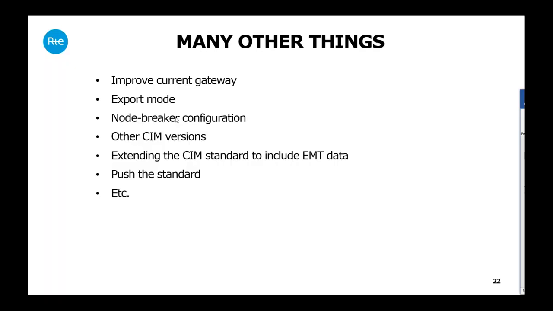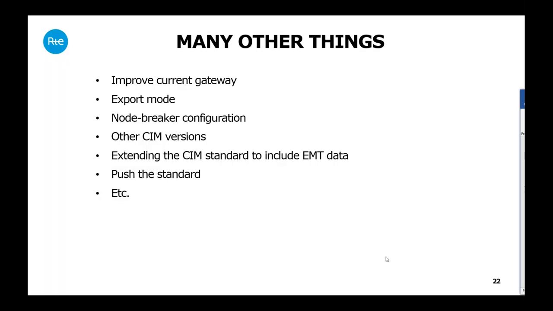So we can test a node breaker, which is a detailed version. We have never tested it, but in future work we need a test case for node breaker. Also, we can test other CIM versions. We tested with the latest CIM 16 and CGMES 2.4, but we need to test our gateway with new and previous versions of CIM.